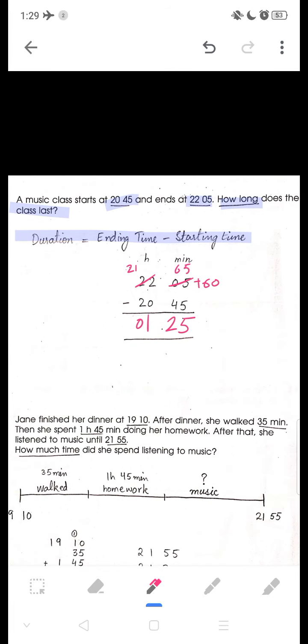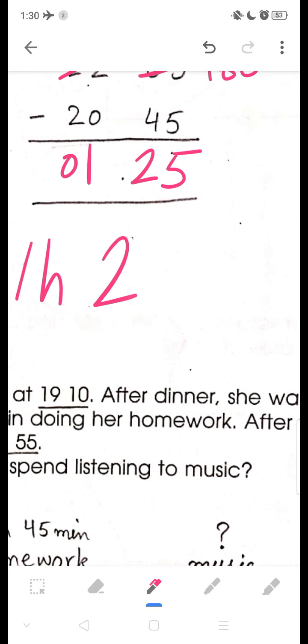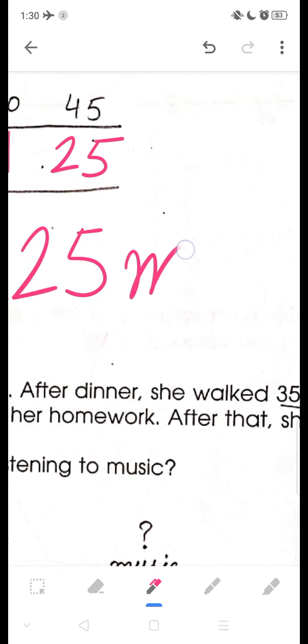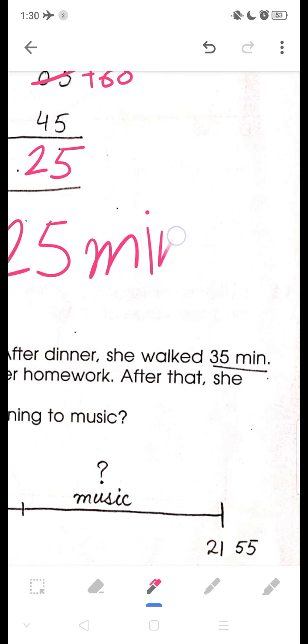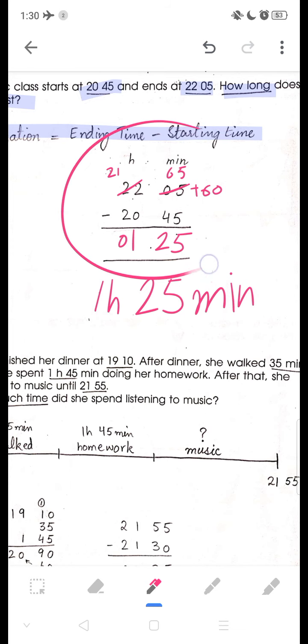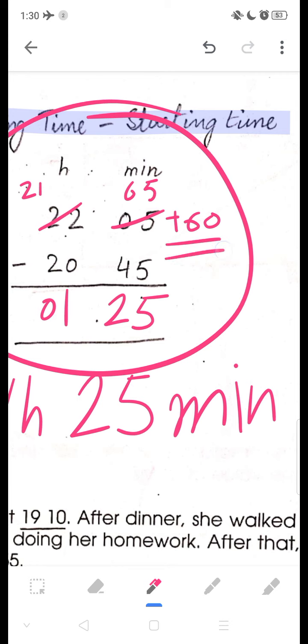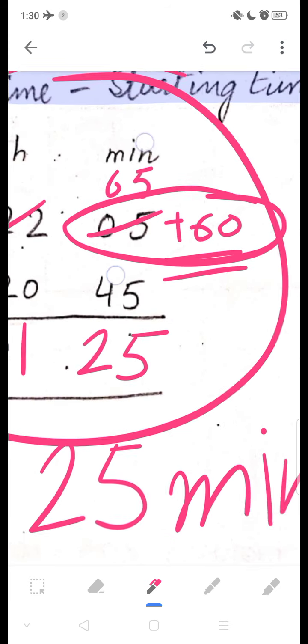So it is duration, so you will write 1 hour 20 minutes, not 120. It is not the time, it is duration. So this is the answer. The subtraction of time is very important. If the minutes are smaller, you will take 1 hour from the hours side and it will become 60 here. You will add the 60 to the minutes that were already there.